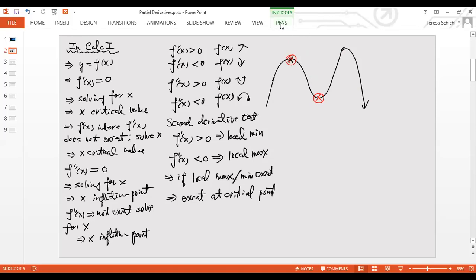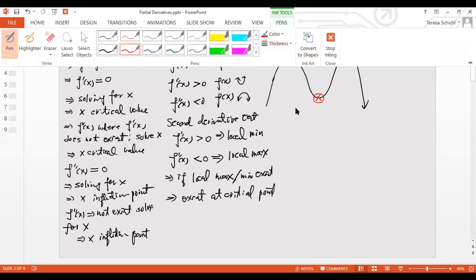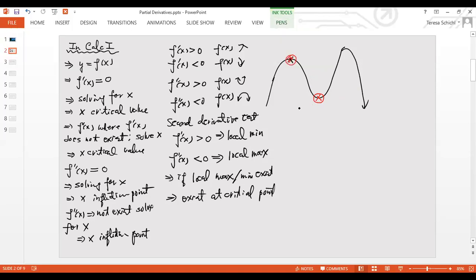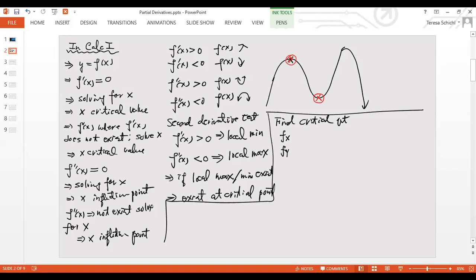All right, so now for Calculus 3, how do we find the critical point? The first thing is we need to find the critical point. Following Calculus 1, we said we have to take the first derivative. But now I have 2 variables, so I have f of x and f of y, because I have the critical point if z is equal to f of x, y.